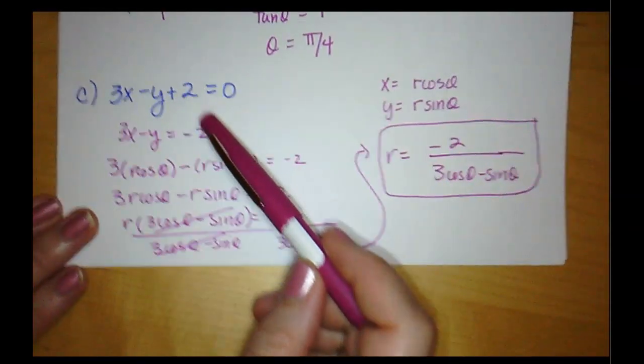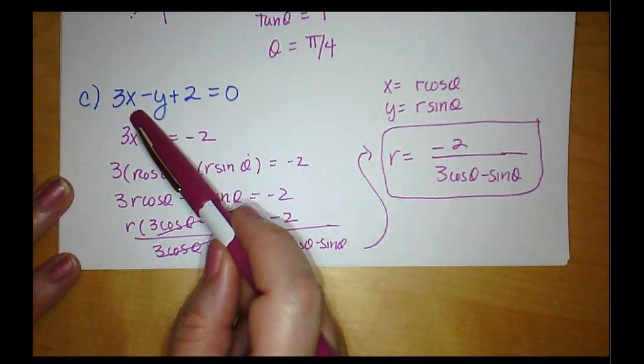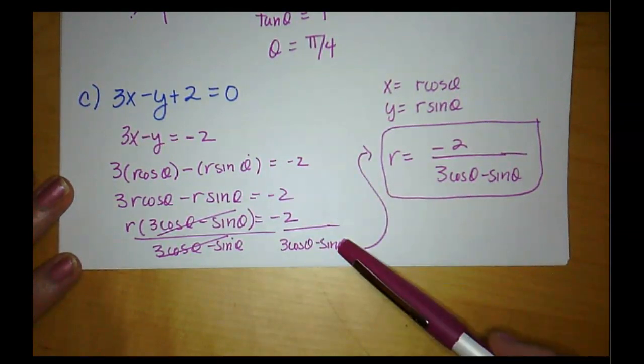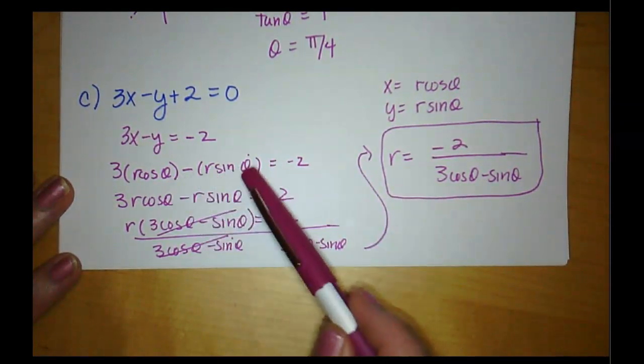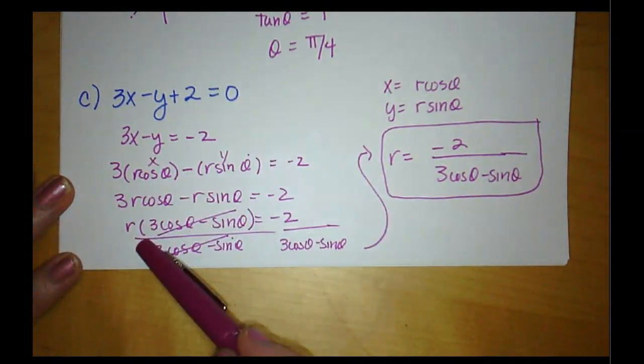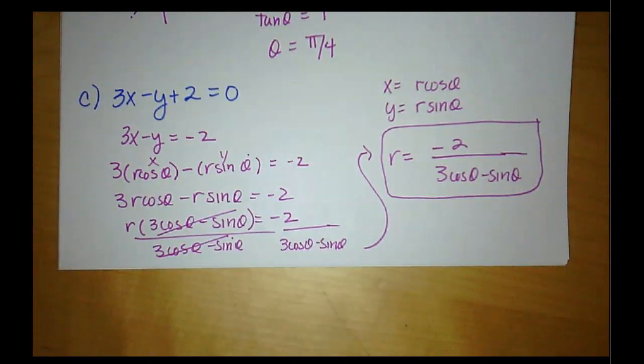So you can see when you have more stuff involved in the equation, like the x's and the y's and the numbers, you're going to get a little bit more interesting polar equation. But if you follow good algebra steps here, you should be okay. Make your substitutions for x and y, factor out your common part, and then isolate.